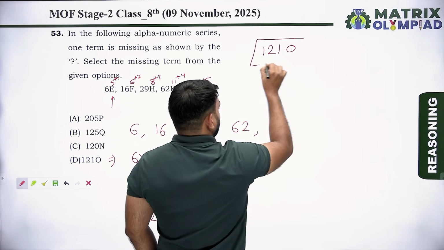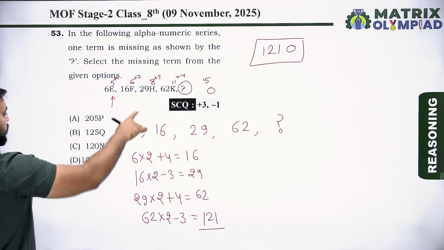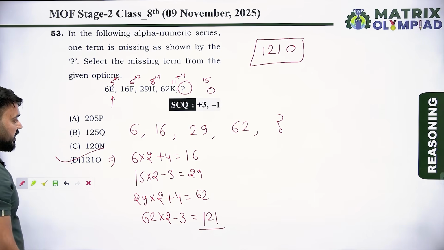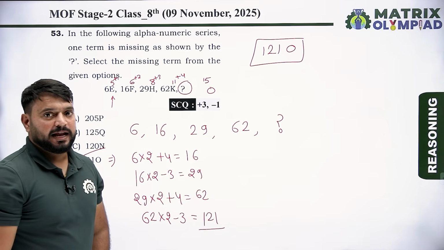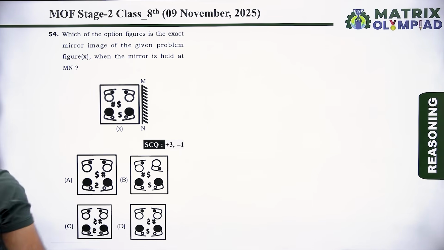So 121 O is the next term of the given alphanumeric series. So here option D is the correct answer of this question. Let's move on to the next question. So now the next question is question number 54.